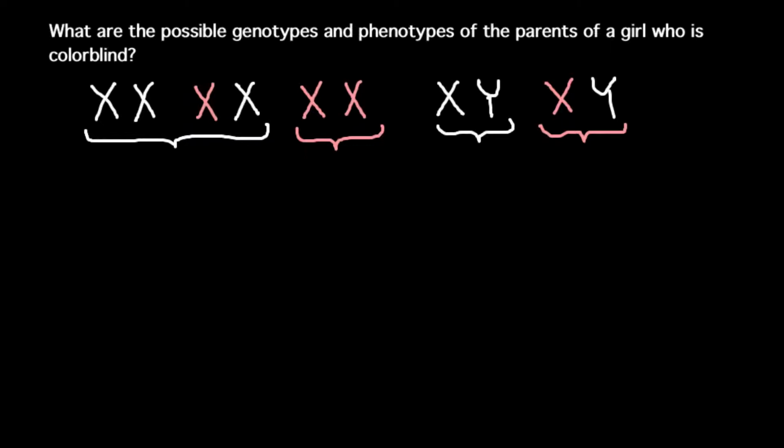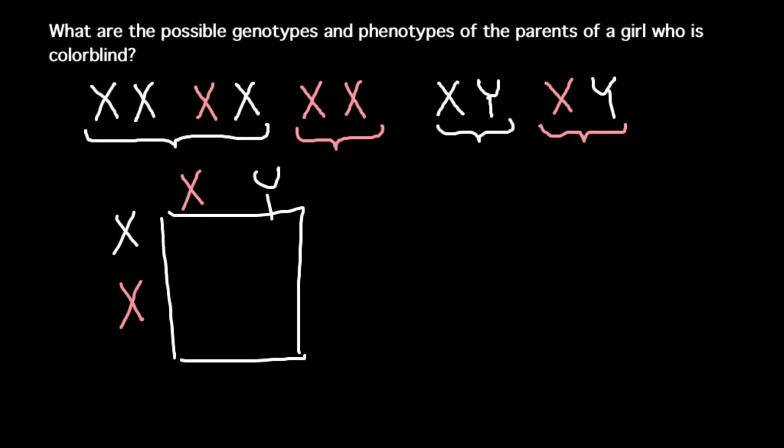So for the first variant, let's take this variant for the mother. We'll build a Punnett square and use her genotype. As for the father, let's list this genotype here. It's going to be a defective X chromosome and a Y chromosome. When we build a Punnett square, we can predict the outcome of such a cross.